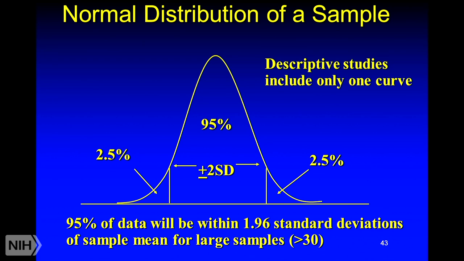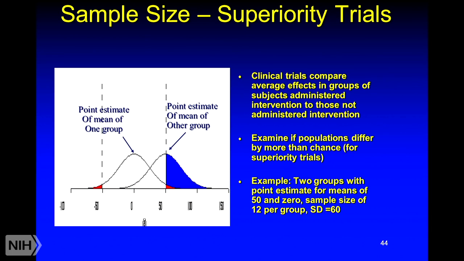So, what I've done here is that middle part of the curve is what's called two standard deviations from the mean. The mean is right down the middle at the top of that bell. But what I've done here is this is a descriptive study. I'm only looking at one curve. But what we want to do in a clinical trial that's analytical, comparing one group to another, is we want to do this. We want to compare one group to another group. The clinical trials compare average effects in groups of research participants who are administered an intervention to another group of people who don't get the intervention.